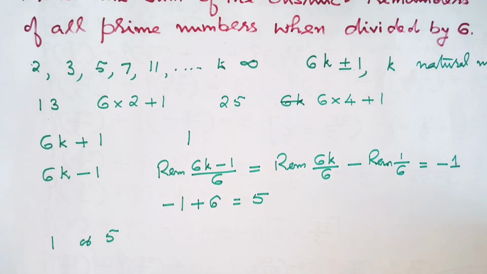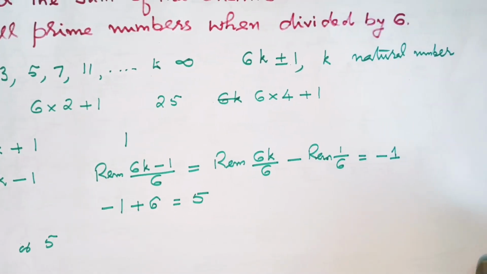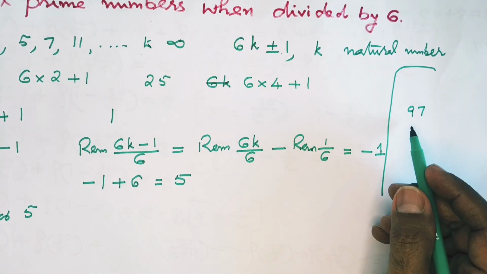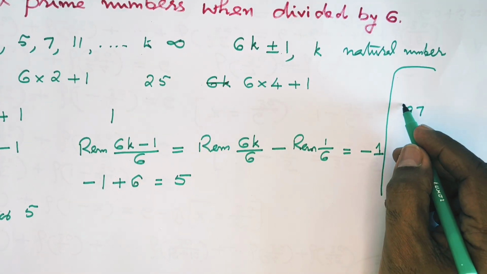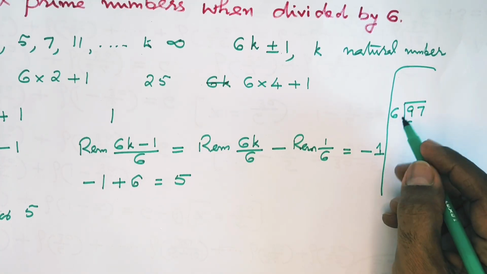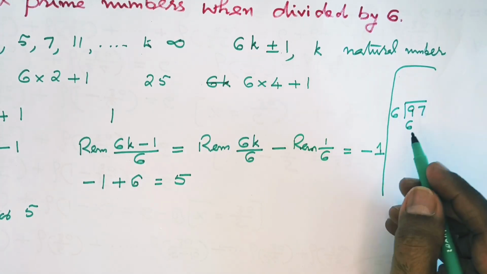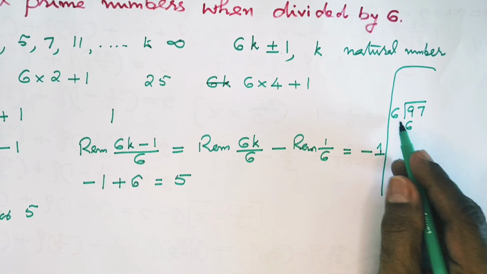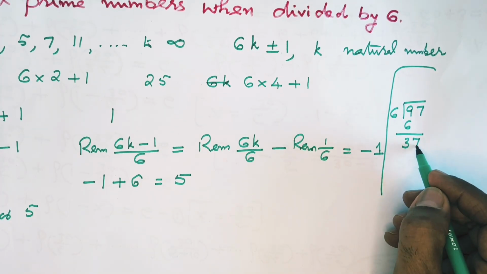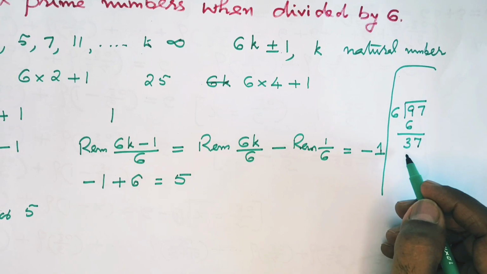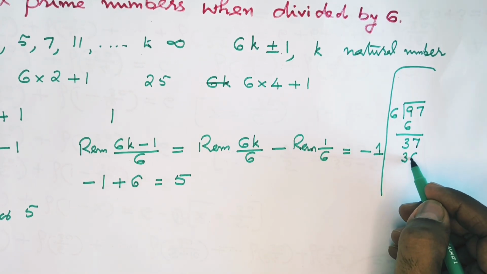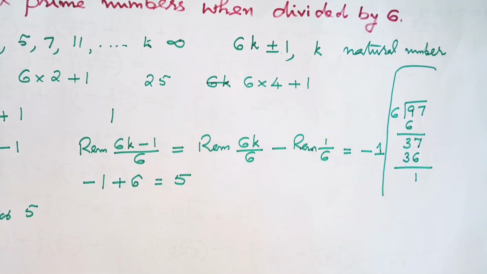So we can check out any example of a prime number. For example, let me take 97. This is the biggest two-digit prime number. You divide it by 6. What do you have? 6 you write here. We are not bothered about the quotient you are getting. We are targeting the remainder. So 6. Subtract 6 from 9, then 7 you bring down, 37. How many times does 6 go here? 6 times. And 6 into 6 will be 36. See, 1 is the remainder.